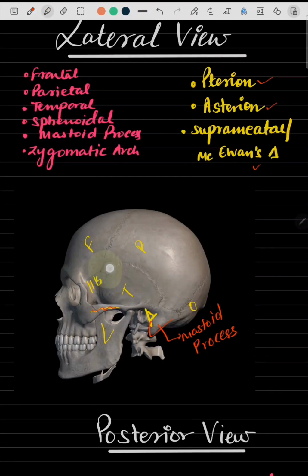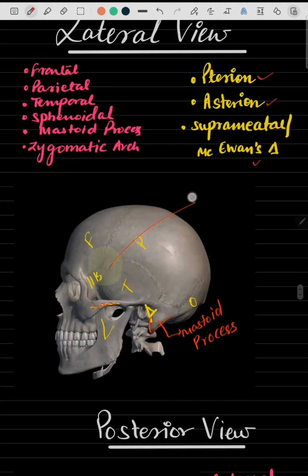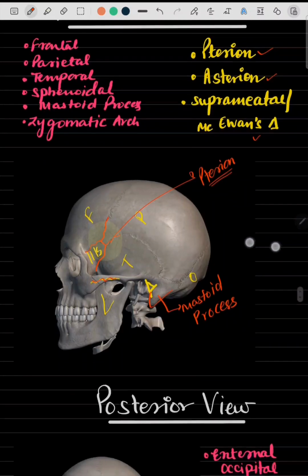This junction here is said to be your pterion. This structure is said to be the pterion. So you can say that pterion is a structure which is basically at the junction of your frontal bone, sphenoid bone, parietal bone and the temporal bone. This particular structure is said to be your pterion. Moving ahead to what is asterion.